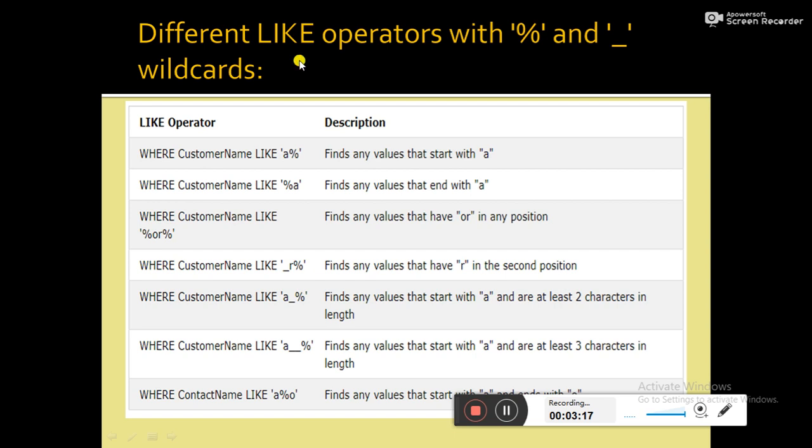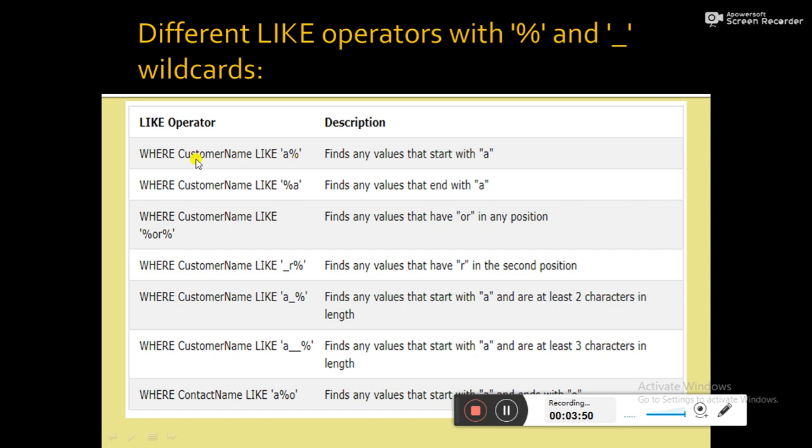So different LIKE operators can be used with the help of the percentage and underscore wildcards. For example, suppose we have to find the customer names whose name starts with A. So you have to display all the customer names whose name starts with A. So how to write it? We are only showing the WHERE clause here. So WHERE customer name LIKE within single quotes 'A%'.